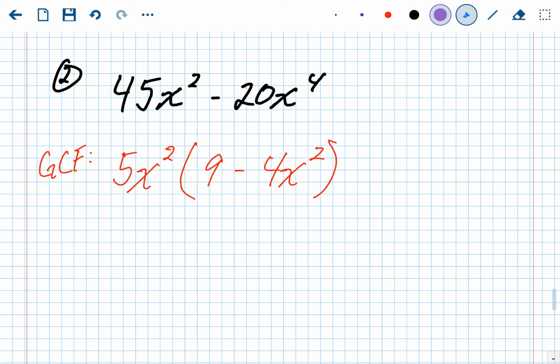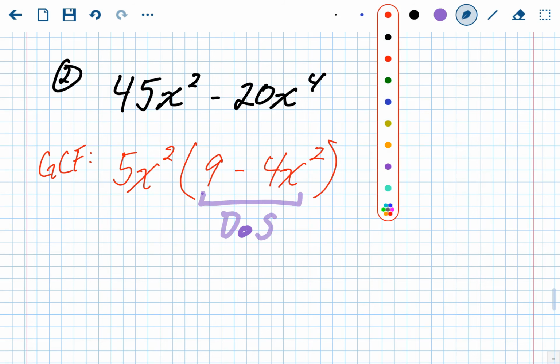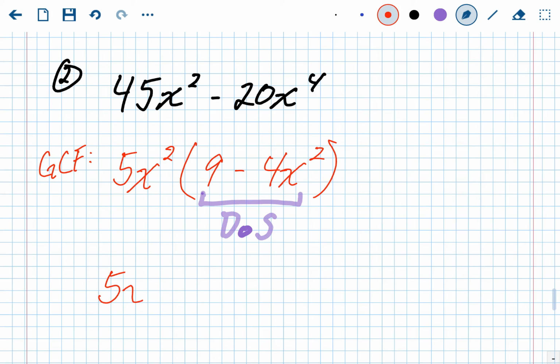Alright, well, now I'm left with a binomial, two terms. Both are perfect squares, and we are subtracting them, which means 9 minus 4x squared is a difference of squares. Which means we should factor it using the difference of squares factoring pattern. So the GCF is going to stay out front. And since it's a difference of squares, we're going to have two binomials.